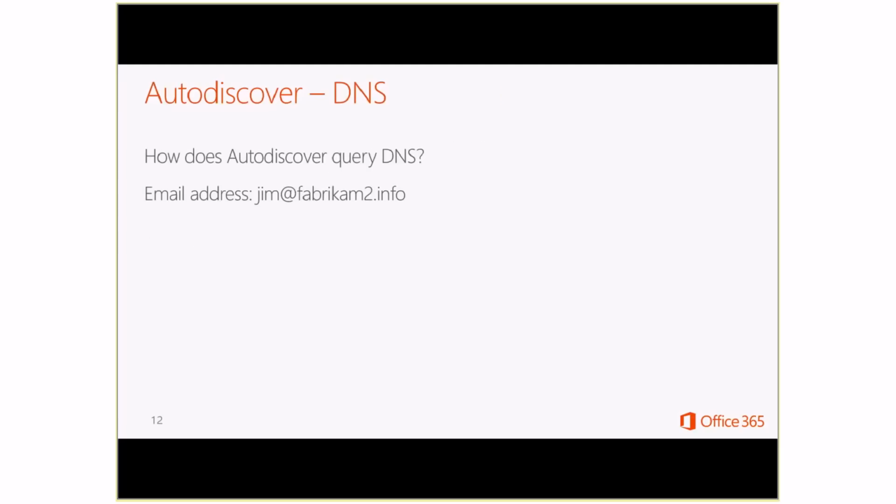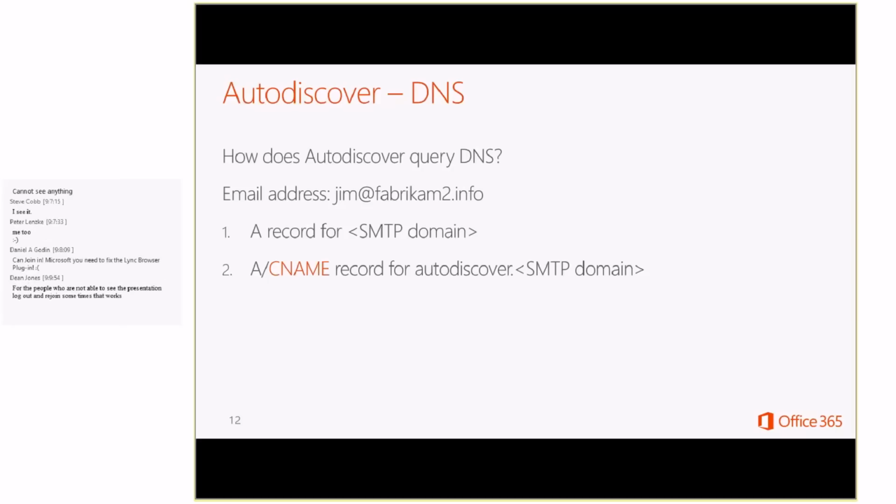How does Autodiscover use DNS? It takes the email address that we entered and uses the SMTP domain to perform DNS queries. The first query we'll try is looking for an A record for the SMTP domain, so in this example, fabricam2.info. After that, if needed, it would do a DNS query for an A record or a CNAME for autodiscover.your SMTP domain.